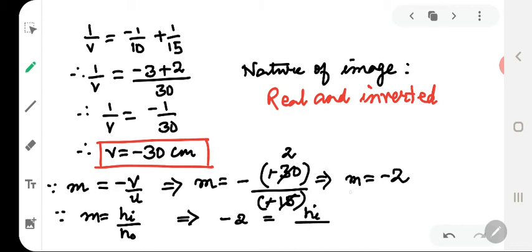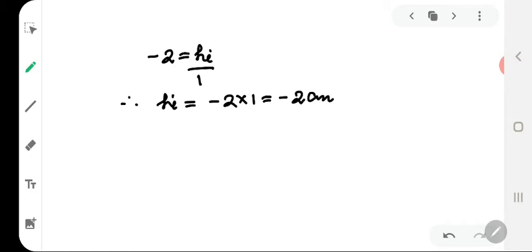What was the height of the object? It was provided that height of object is equal to 1 centimeter, and we know that height of object is always positive, so we can write down plus 1. Let's proceed with the calculations further. So now we can write down minus 2 to be equal to height of image by 1, or we can write down height of image is equal to minus 2 into 1, that is minus 2 centimeter. So thus the image is 2 centimeter long.